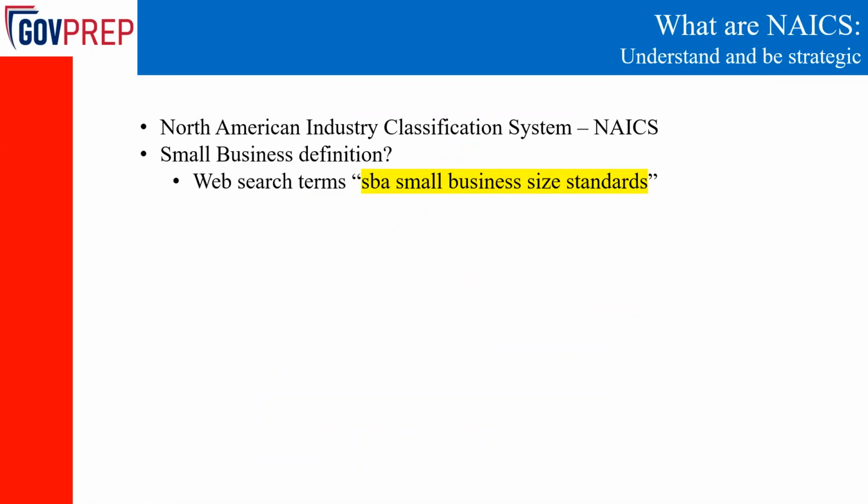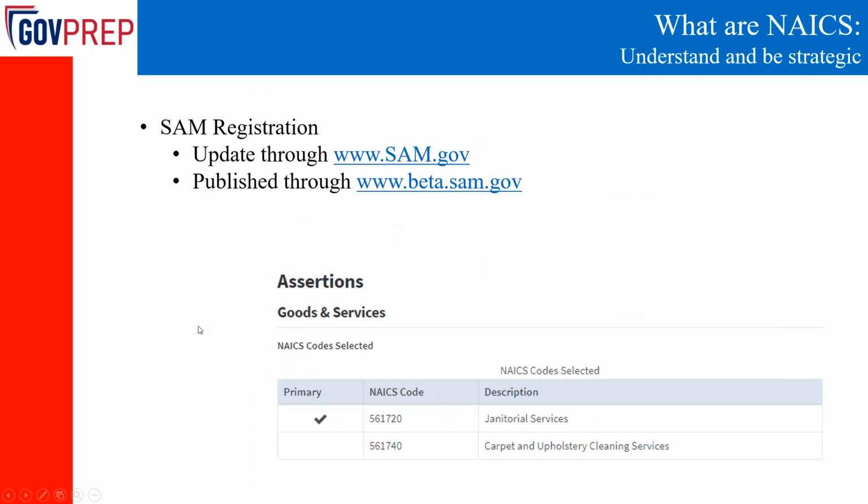Now, why does that matter? Because if you are looking for work from the federal government, the NAICS codes are how you find the work. As we'll talk about in a second, that's how you match your offering and what you bring to the table as a company to what the contracting officer is searching for in their procurement, in their purchase, in their acquisition. So how do you do that?